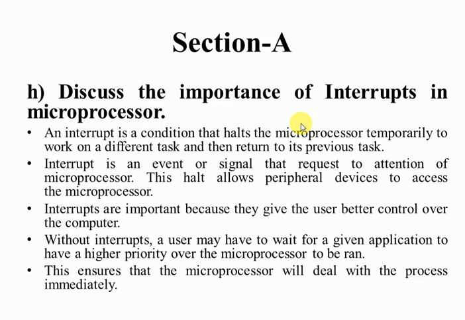When the processor gets free, only then can it perform the task. But with an interrupt, a signal is sent to the processor: please stop, please perform my task, and then after that you will continue with it. For that purpose we have the interrupt.